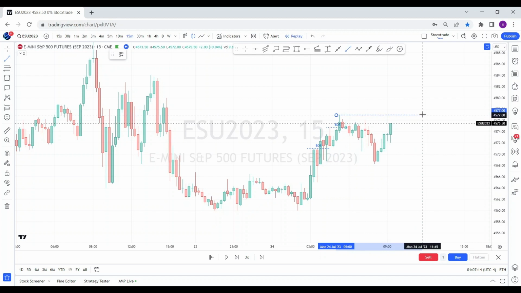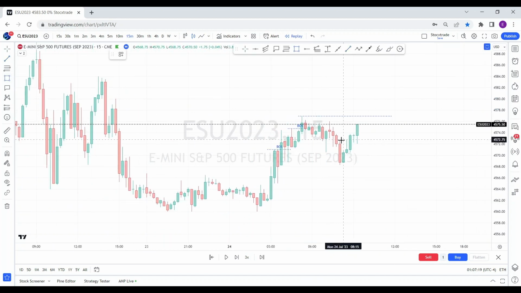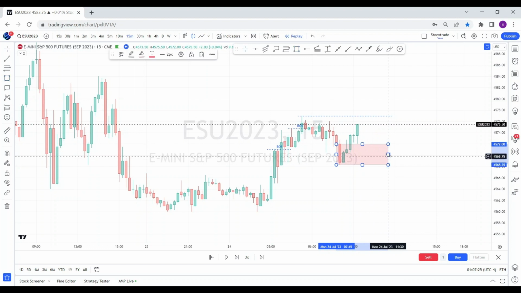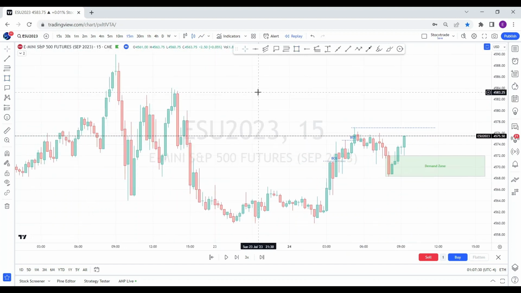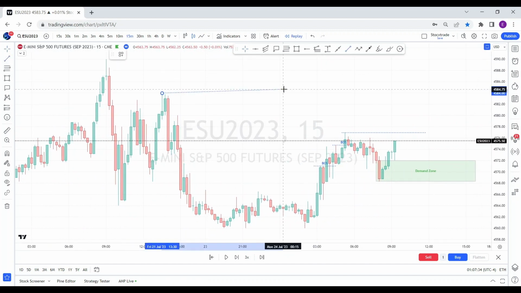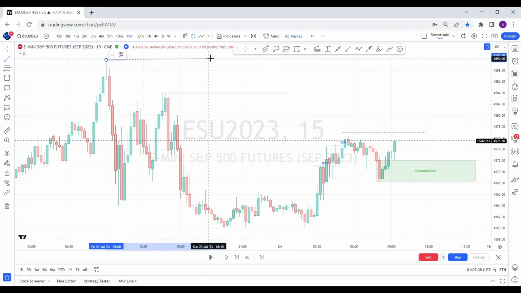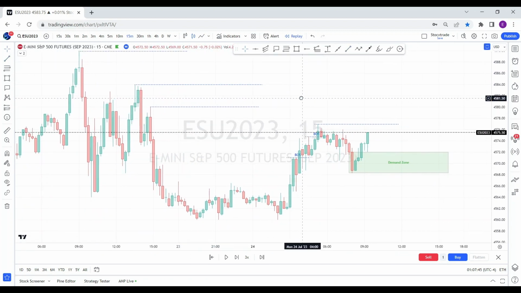Okay, so you need to mark the demand zone. The last demand zone which was created at 8 o'clock was this. So just mark this demand zone. Your pivot levels are these levels. Another level is this, right? And this is another swing level, right?